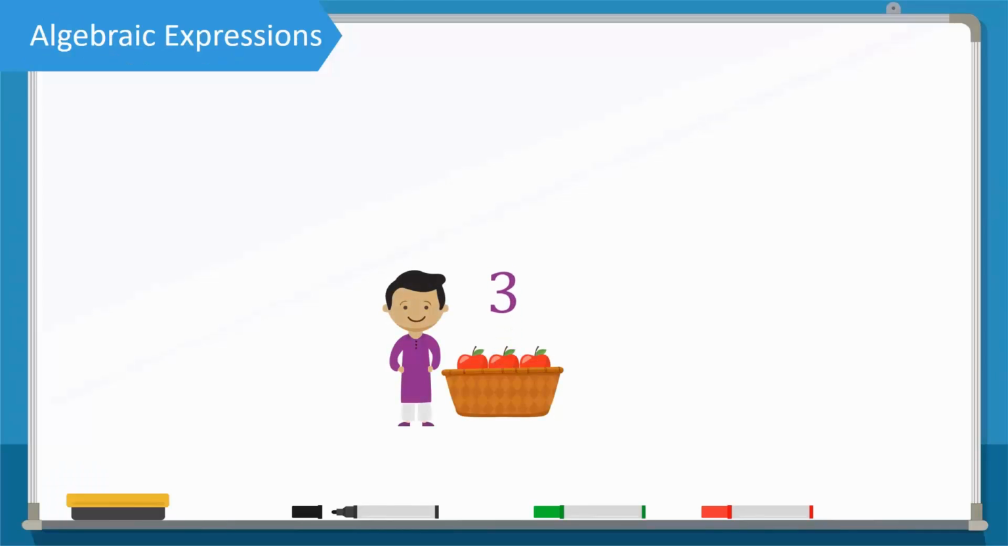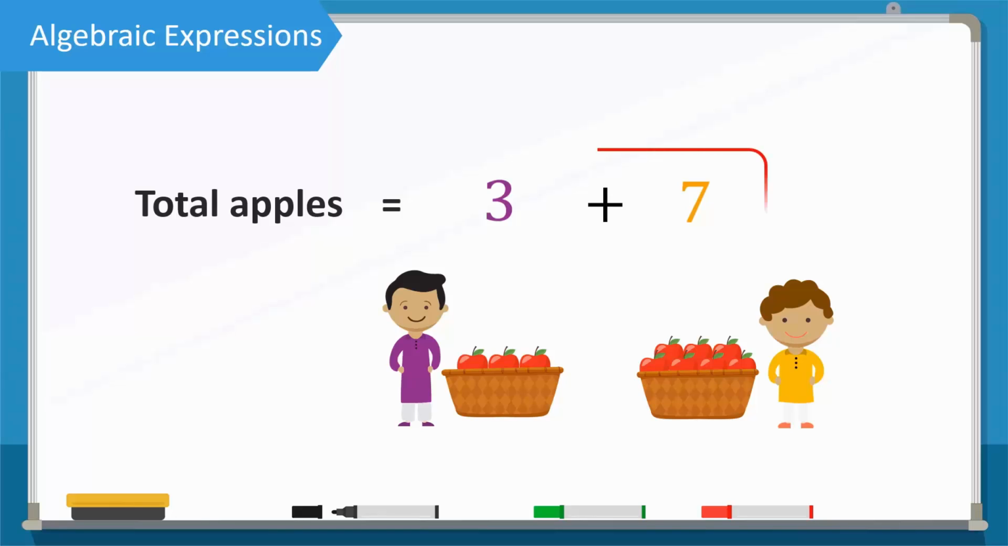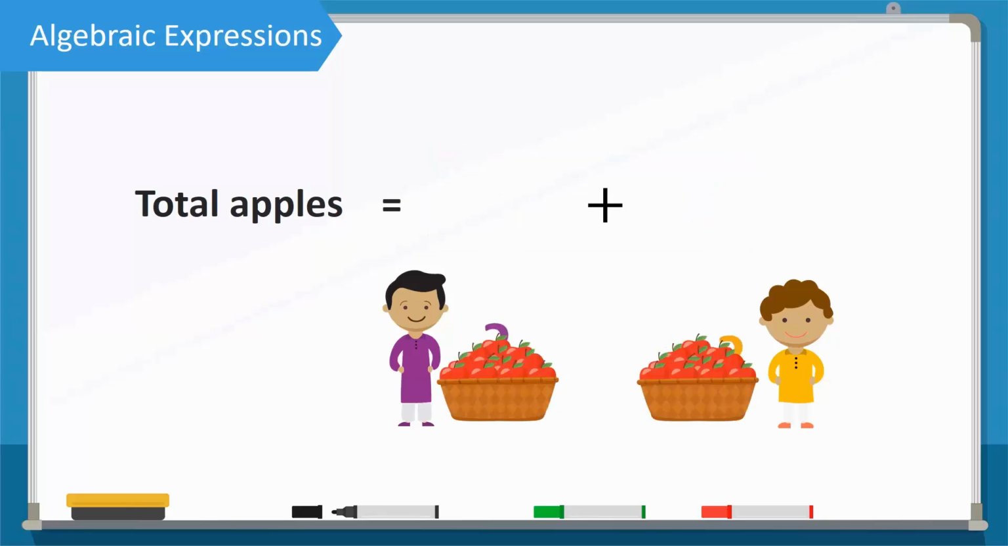Abdul has 3 apples, while Badr has 7. What is the total number of apples they have? That's correct. The total number of apples is 3 plus 7. Now, what if we don't know the number of apples that each of them has? What type of an expression can we use to write the total number of apples?